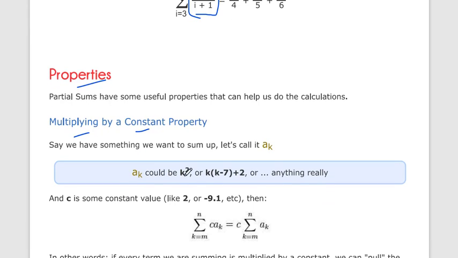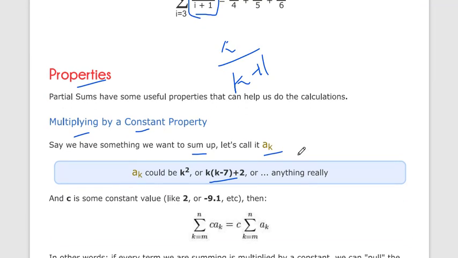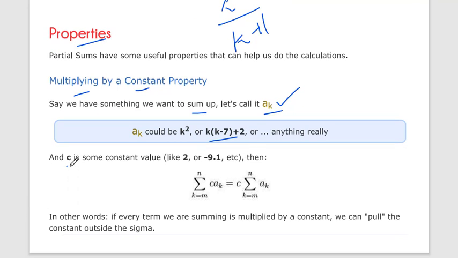Okay, so let's say we have something we want to sum up. Let's call it ak. ak could be k square or k minus anything, or k upon k plus 1. We only have to denote this as ak. And c is some constant value, like anything in the R: 2, 1 by 2, minus 2 by 5. So if we sum ak from k equal to m to n and we have to add c ak, here you can see that c is the constant value.